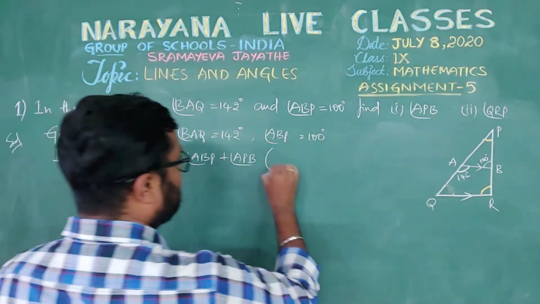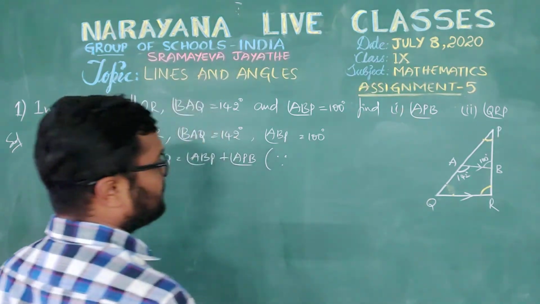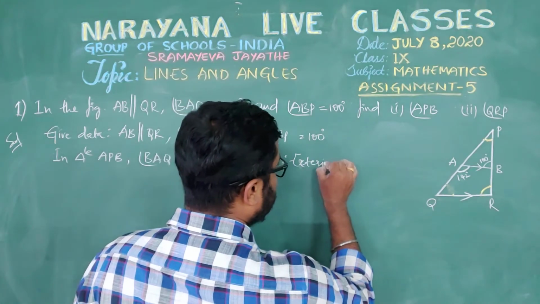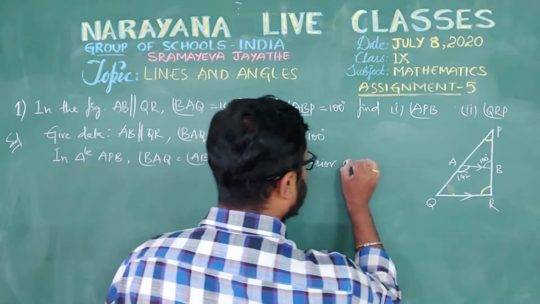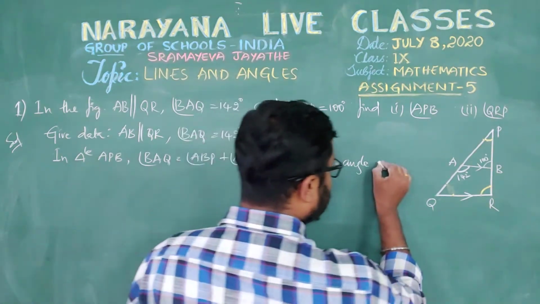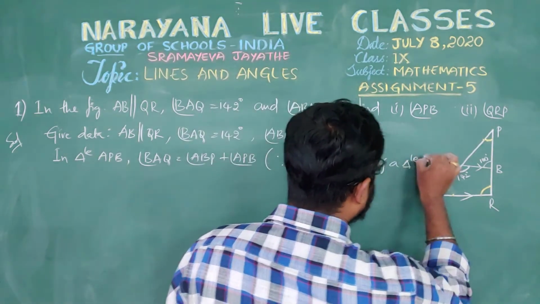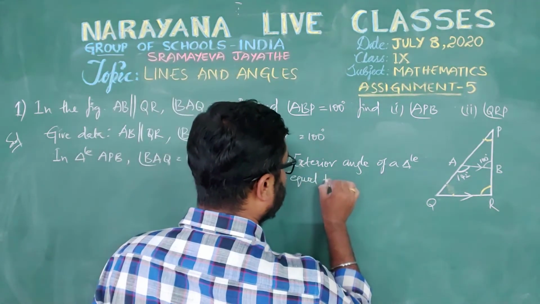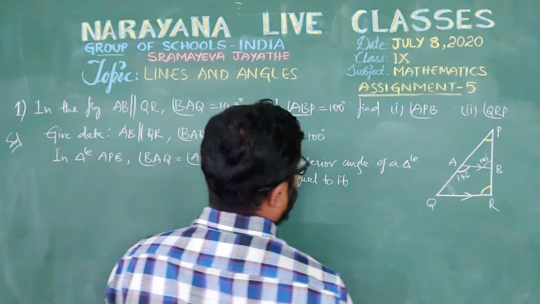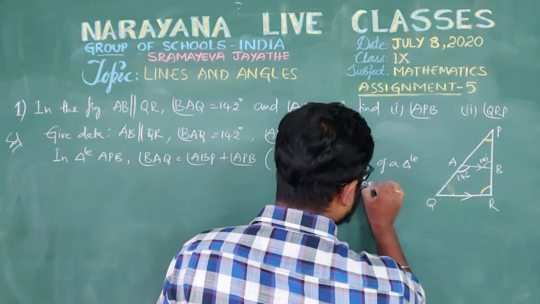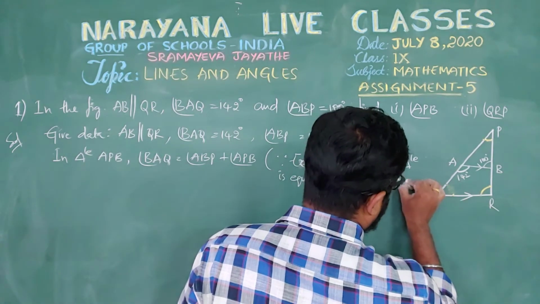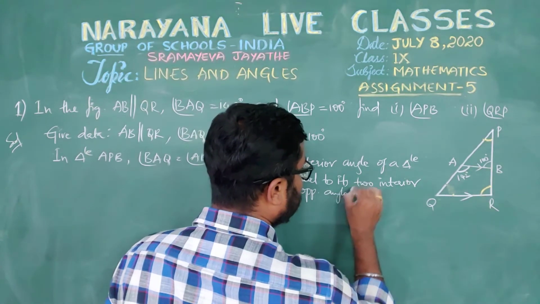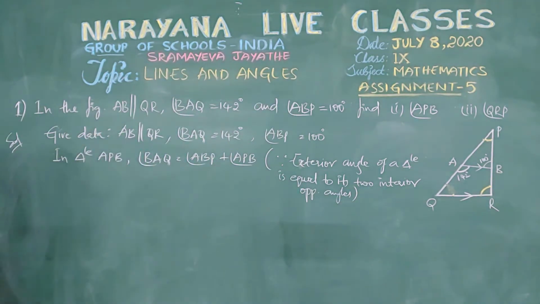So the property is: the exterior angle of a triangle is equal to the sum of its two interior opposite angles. So this is one property.